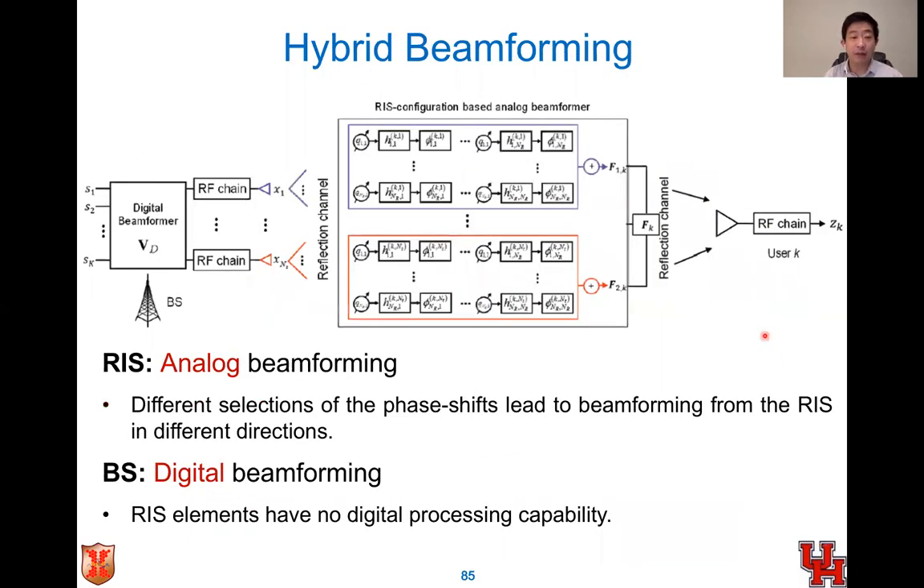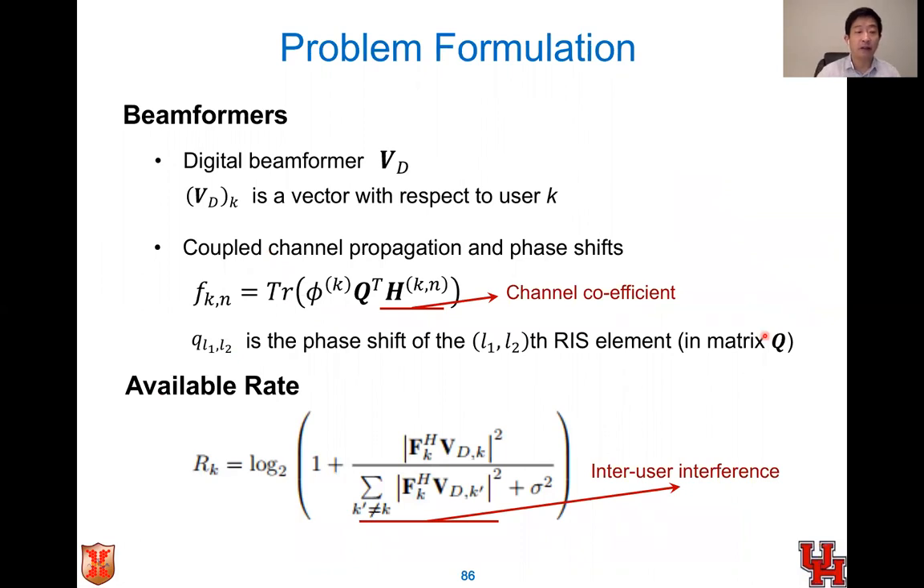And then we have the hybrid beamforming. For analog, we have analog beamforming, with different selections of the phase shift. And for the base station, it is classical digital beamforming. For the digital one, we have to beam toward different parts of the RIS to reflect. Then there is the co-channel interference, because I have multiple users, so things are coupled. Unlike the uncoupled case, here we have self-interference in the denominator of the signal-to-noise ratio. So it makes things nonlinear and non-convex.